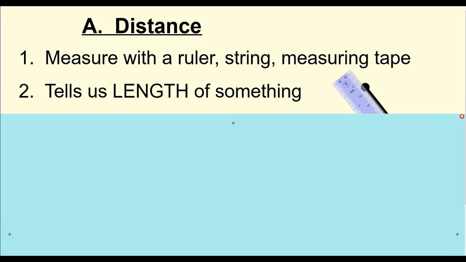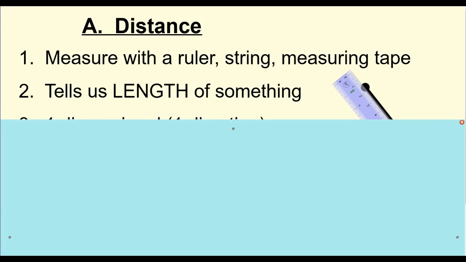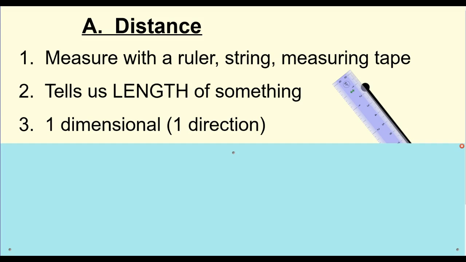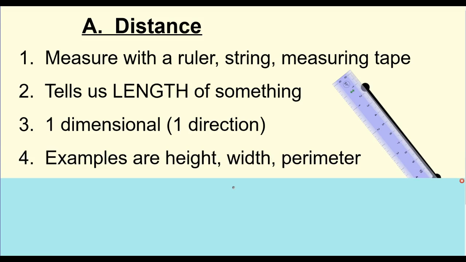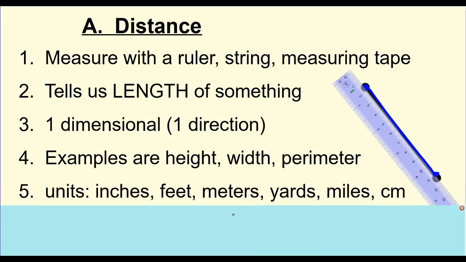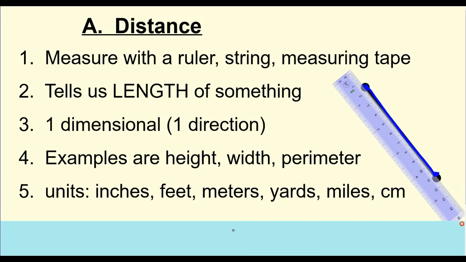Number two, distance tells us a length of something. How long is it? So if you're ever asked how long, then that's a distance. It's one-dimensional. It goes in one direction. As you can see from my picture here, if I have a straight line from here to here, that goes in one direction, and I would use something like a ruler to measure it. Okay, that's an example of a distance.